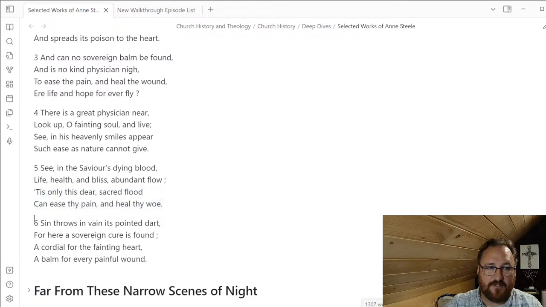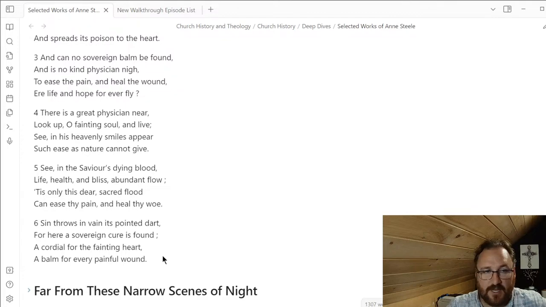And so she finishes off the song. She says, sin throws in vain its pointed dart. In other words, sin tries to kill us now. But what does she say? For here a sovereign cure is found, a cordial for the fainting heart, and a balm for every painful wound. Does that mean we are sinless? Is that what she's arguing? No, it is not arguing that. What she is expressing is the reality that the solution for sin has been found.